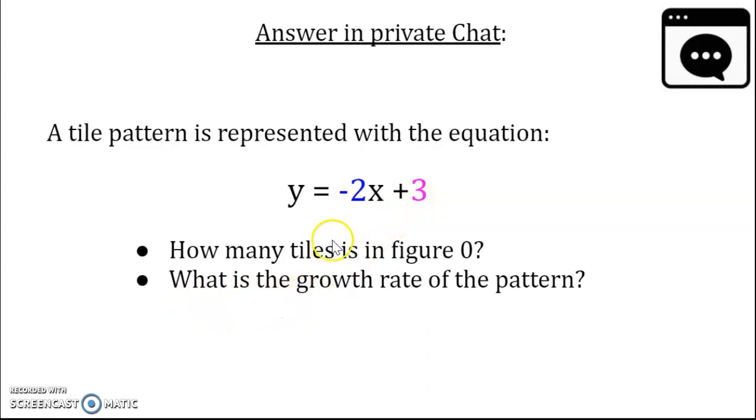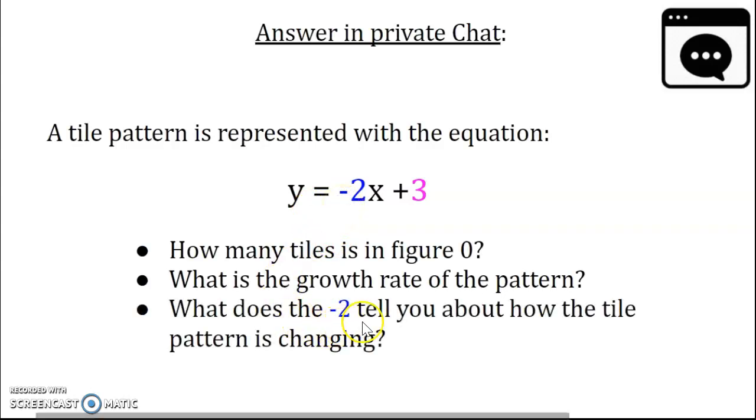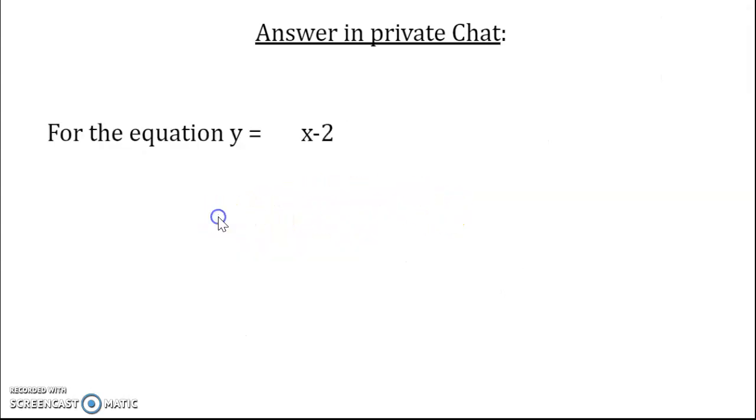And what is the growth? That means how many are being added each figure. It's negative 2. What does negative 2 mean? What does the negative 2 tell you about how the tile pattern is changing? Instead of 2 tiles being added, 2 tiles are being taken away. So it's actually getting smaller. That's what this equation represents as far as the tile pattern goes.